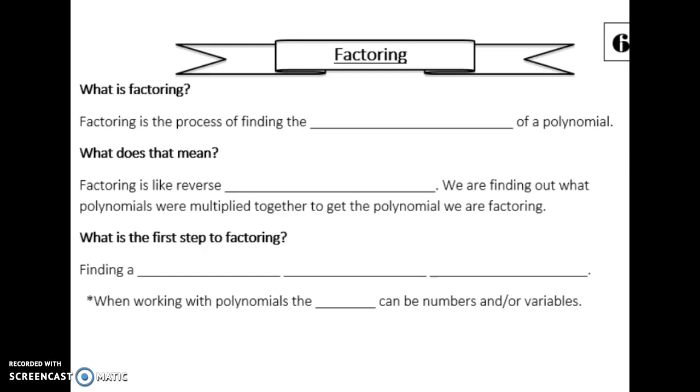Factoring is the process of finding the factors of a polynomial. So what is a factor? Well, let's think about a whole number. If I talked about the number 12, I'm talking about the two numbers I can multiply to get 12. I can multiply 1 and 12, so they're factors. I can say 2 and 6. I can say 3 and 4. So they're all factors of 12.